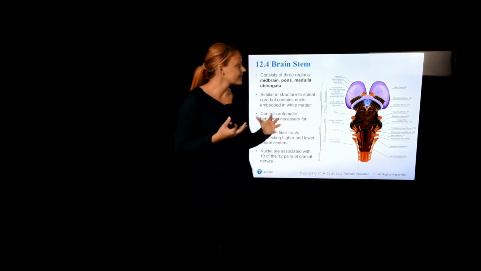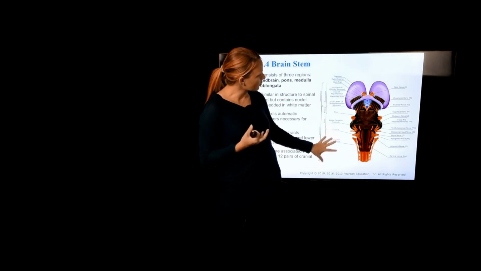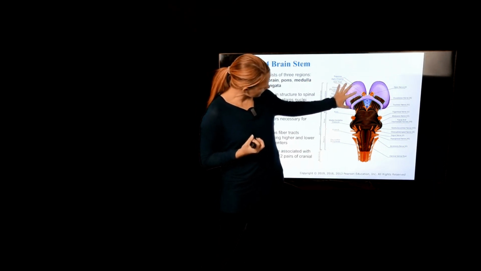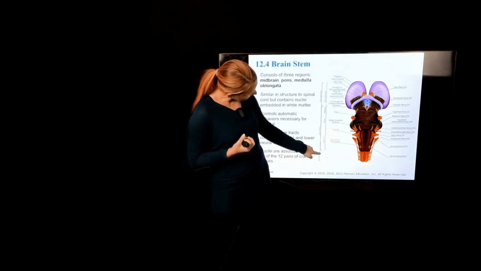Now that you can see, this is what a fully developed brainstem looks like, right? So right up here is that diencephalon that we just finished talking about. Then we have our brainstem in green.